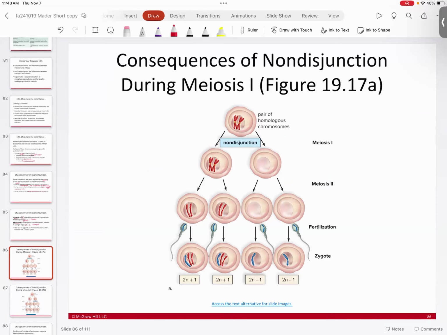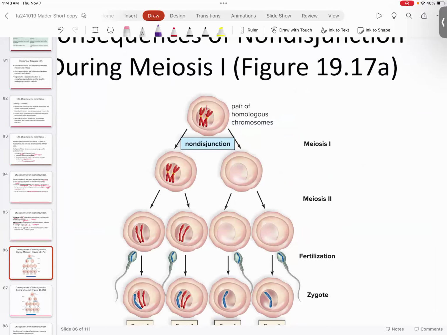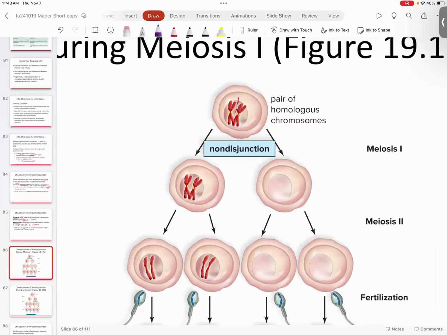So here's a situation where we have a meiosis 1 non-disjunction, right? So this is a non-disjunction event during meiosis 1. Normally these 2 homologs are going to separate, and when they separate, they're going to go to each side. That's what's supposed to happen. But what happens in non-disjunction is all of them go to one side and nothing goes to the other.